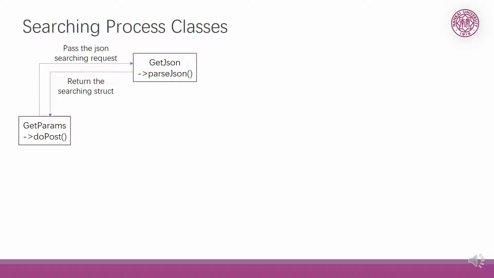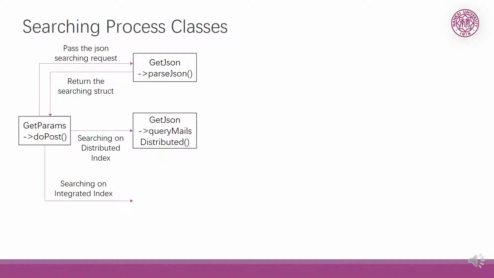After receiving the structure, getParams would call different search methods for integrated index and block index according to the batch interval. The query mills distributed method will do searching on every index field within the interval, while the query mills integrated method will just do simple search on the whole index field.